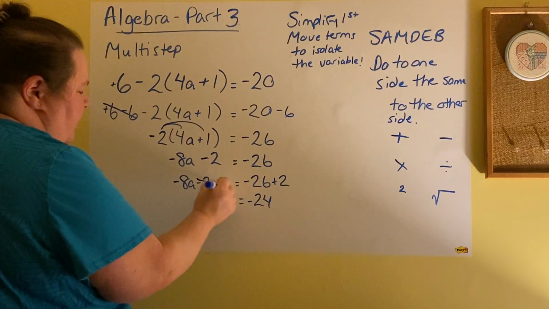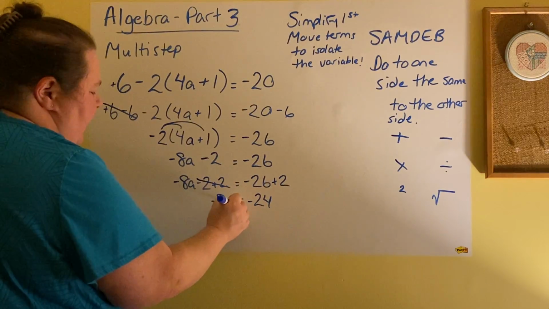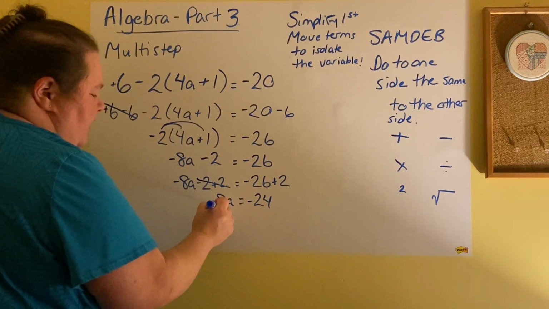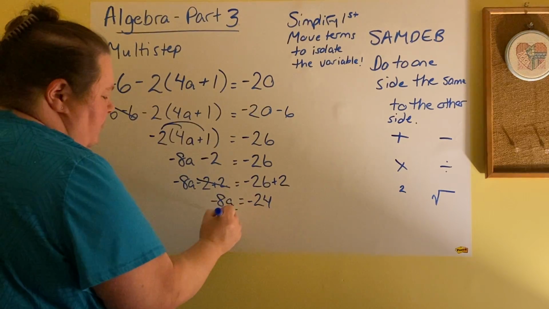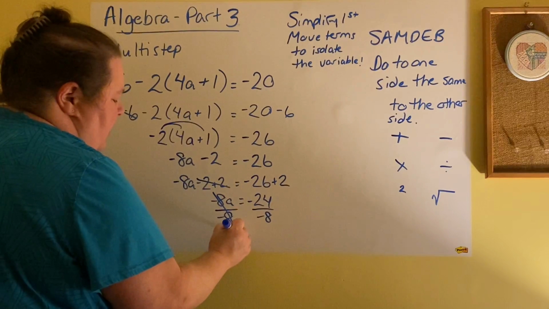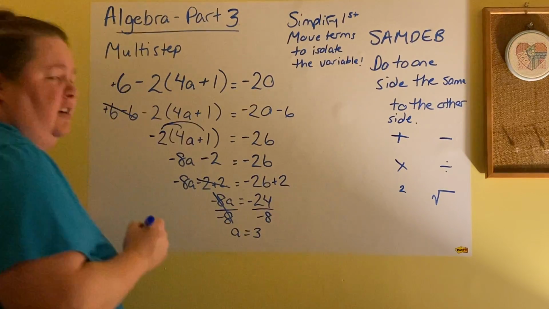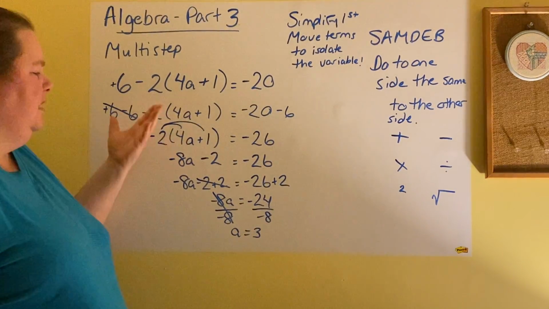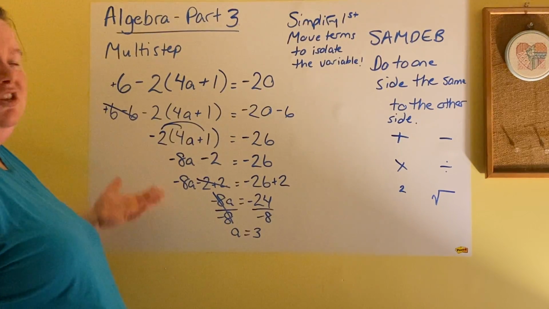And on this side, those canceled out. I'm left with negative 8a. And at this point, that negative 8 is multiplied by a, so I'm going to divide by negative 8 on both sides. And I'm left with the same answer, 3. So the thing is, you can see it still gets there. It's just a little different way.